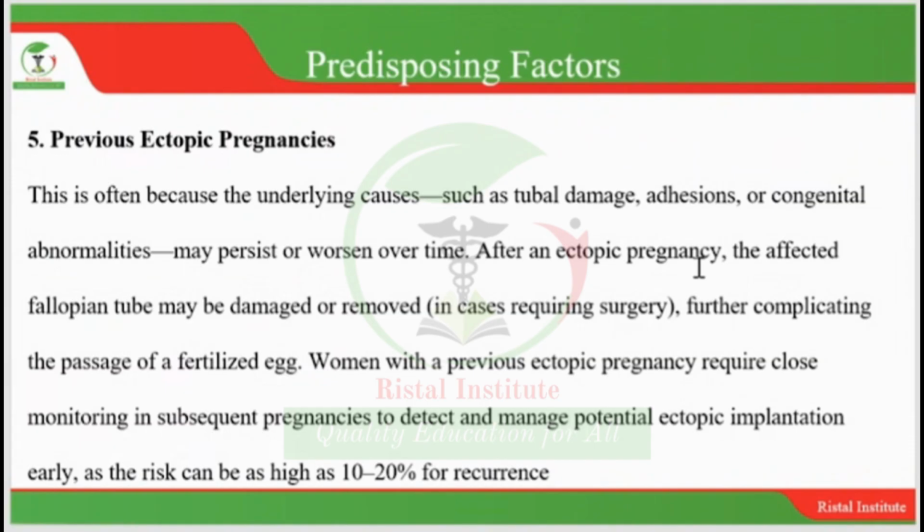Women with a previous ectopic pregnancy require close monitoring in subsequent pregnancies to detect and manage potential ectopic implantation early, as the risk can be as high as 10 to 20% for recurrence. So they really need to be monitored closely.